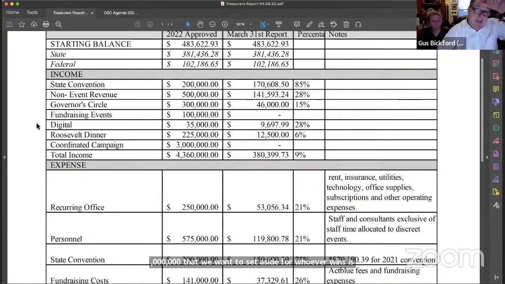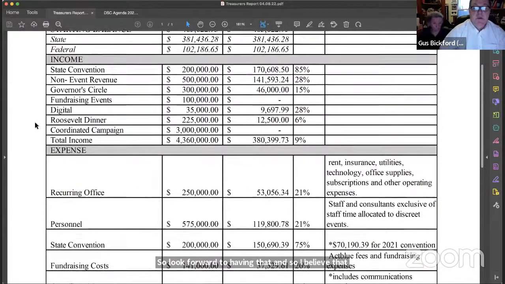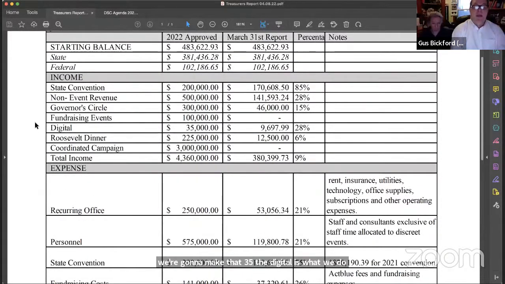We have not had any fundraising events. We have 2 on the books for this summer and this fall. The China Pearl is coming back. We're going to have it in September, and the mayor has been wonderful and is going to be one of the co-hosts again. So I'm sure that will be a successful event soon after the primary. So look forward to having that. And so I believe that we're going to make that 35. The digital is what we do through our emails, and 28% at this point is a good place to be.